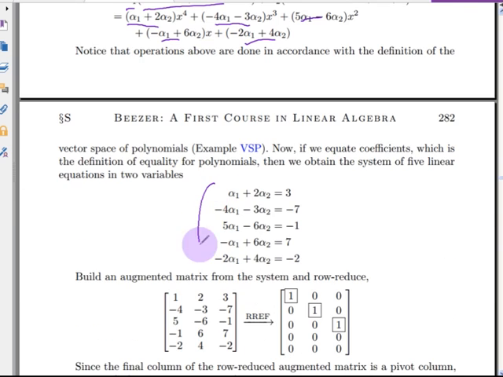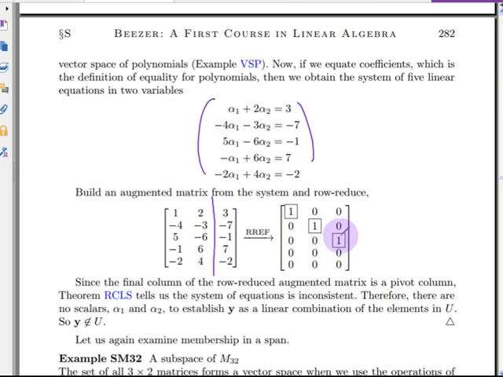Okay, so we have these equations here, and we know perfectly how to do this. We have an inhomogeneous system of equations. We do the augmented matrix, we reduce, and lo and behold, there's a pivot column in the last column. Since this is an augmented matrix, if you have a pivot in the last column, that means that there's no solution.